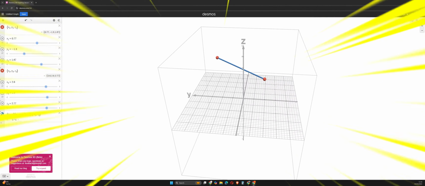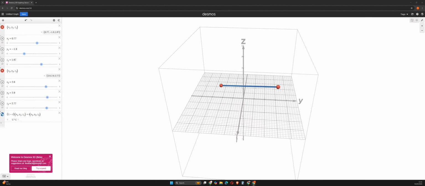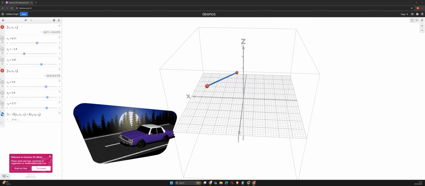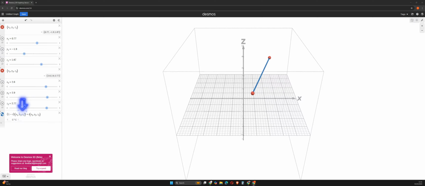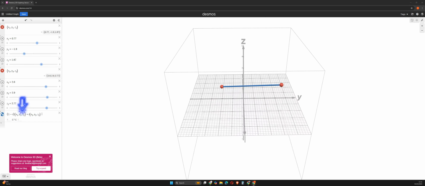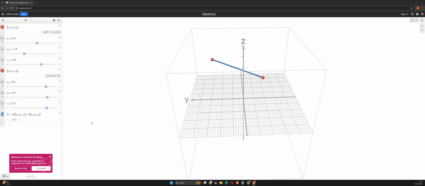Hi, in this video I'm going to be showing you how to quickly put a line between 2 points on Desmos 3D, and I'm going to show you why the formula over here below actually works using vectors.